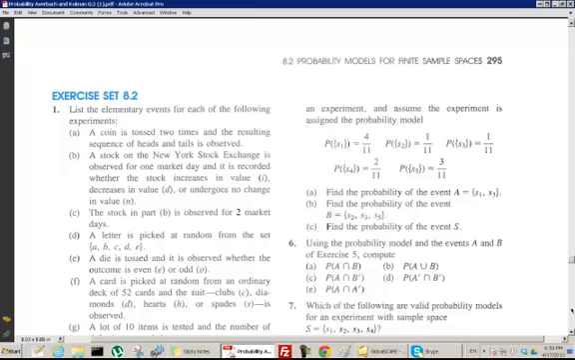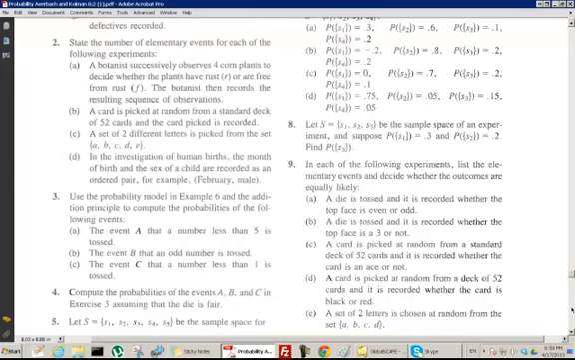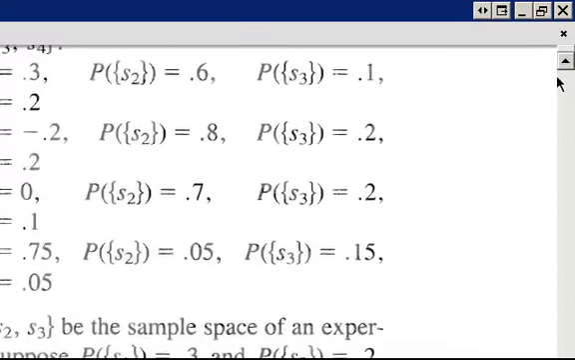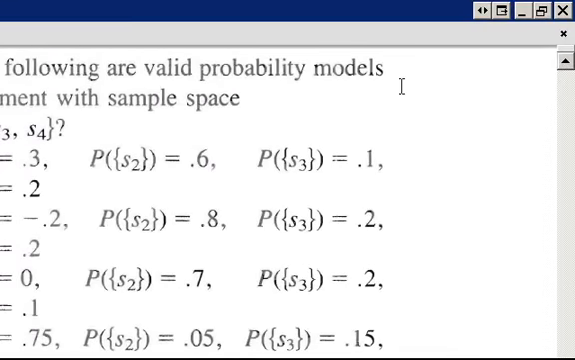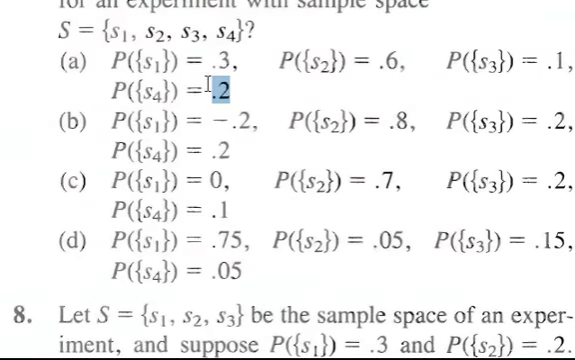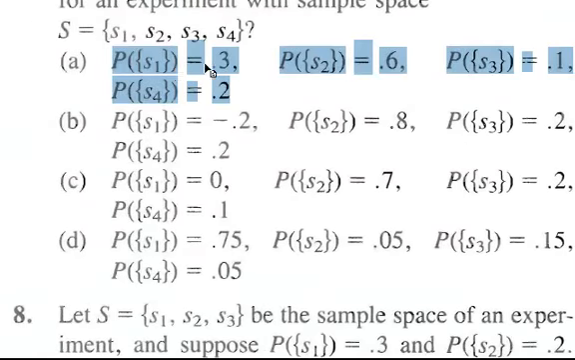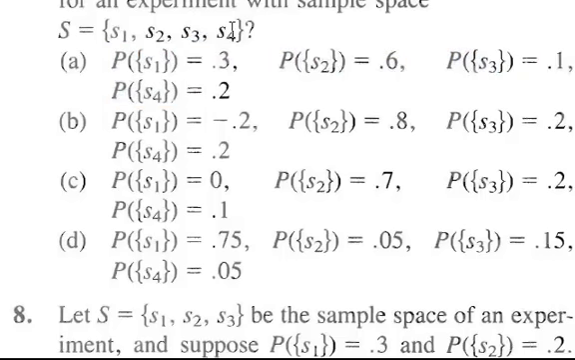Okay, here's some problems. So one of these is this one. Let's just check this one. Which of the following are valid probability models for an experiment. So what about A? So is this valid? And why or why not? So the point is that there are 4 sample points. These are the probabilities for the 4 sample points, but that's not possible, right? The sum of the probabilities has to be 1, but the sum is not 1 here. So this is not valid. A is not valid.